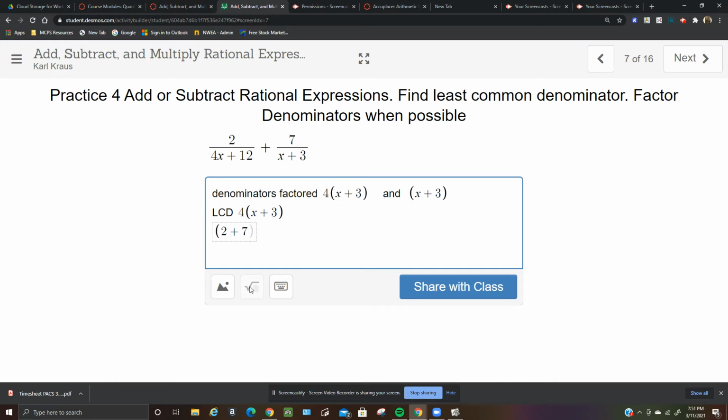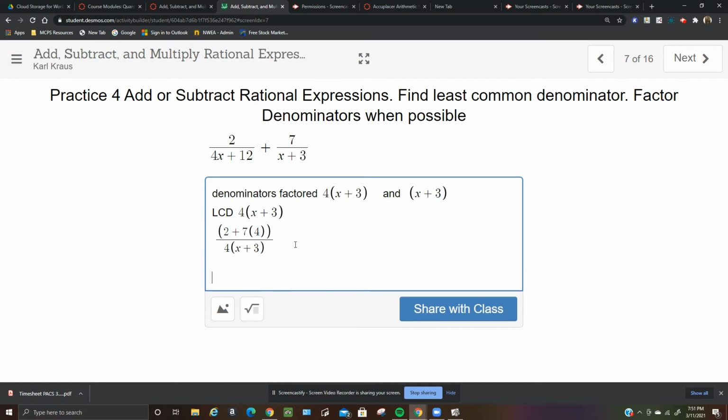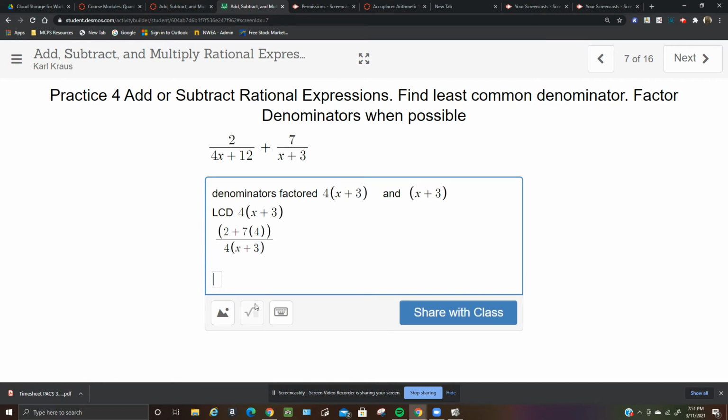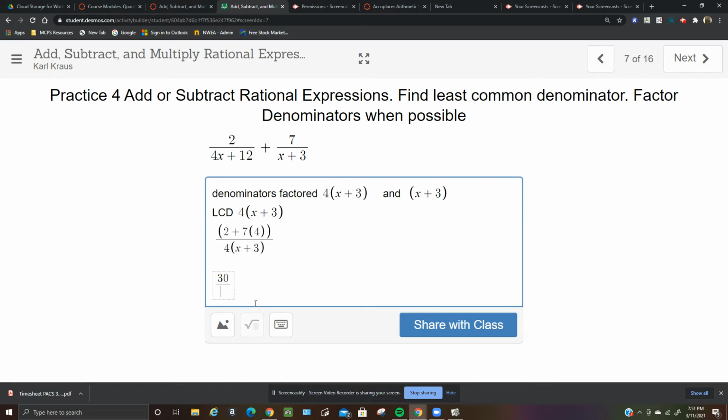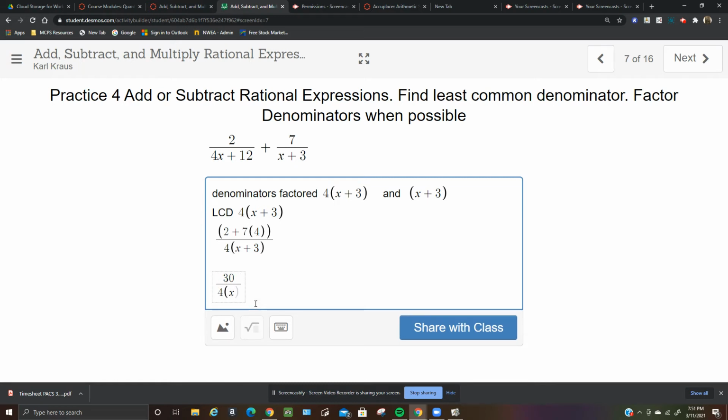Then plus 7. The missing factor there is 4, so you multiply by 4. And then the denominator is 4 times x plus 3. And then 30 over 4 times x plus 3.